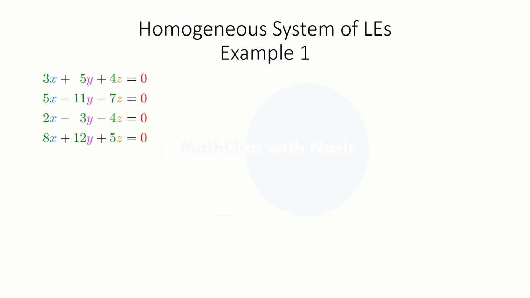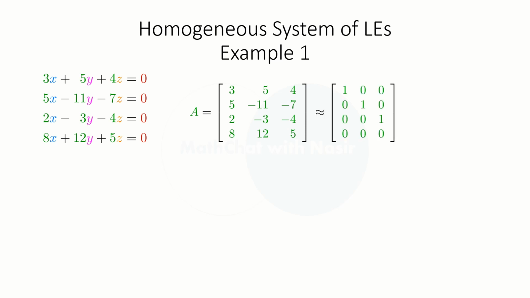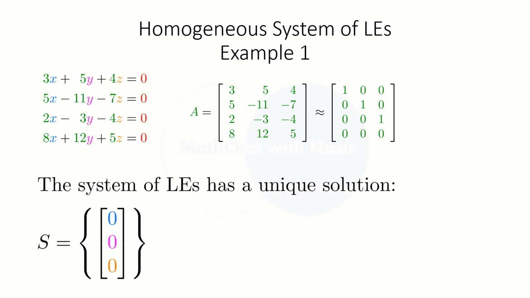We need not write the augmented matrix, we only need the coefficient matrix because the right hand side of the equations always remains 0 after every elementary operation. Here is the coefficient matrix and we have converted it into the reduced echelon form. You see that there are no free variables. All the 3 unknowns x, y and z are pivot variables. So these equations have a unique solution, which is the zero vector.